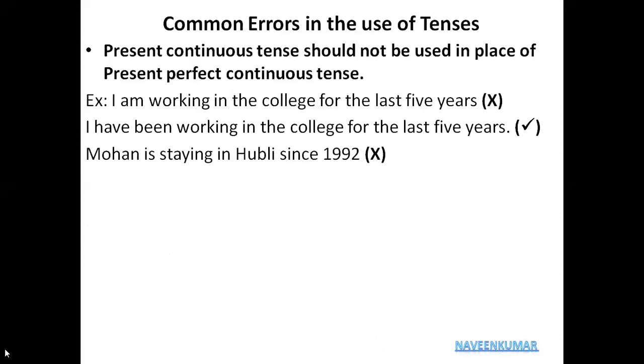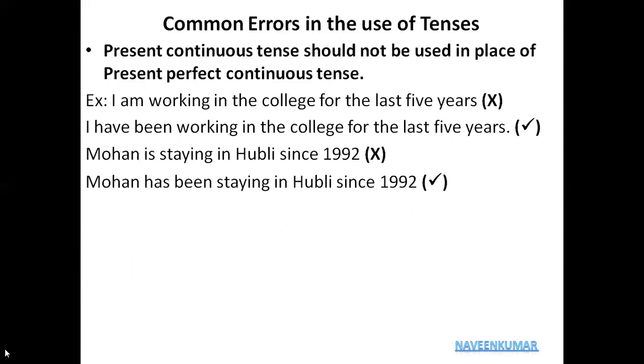Mohan is staying in Hubli since 1992. Is it correct? No. So what is the correct form of this sentence? Mohan has been staying in Hubli since 1992. Okay. So present continuous tense should not be used in place of present perfect continuous tense.